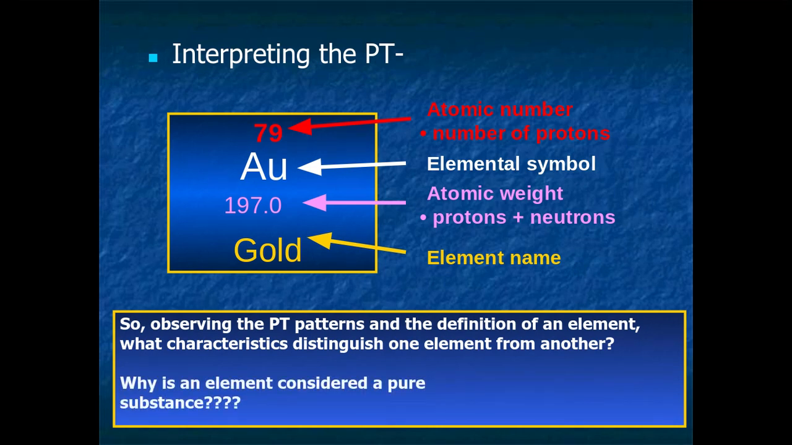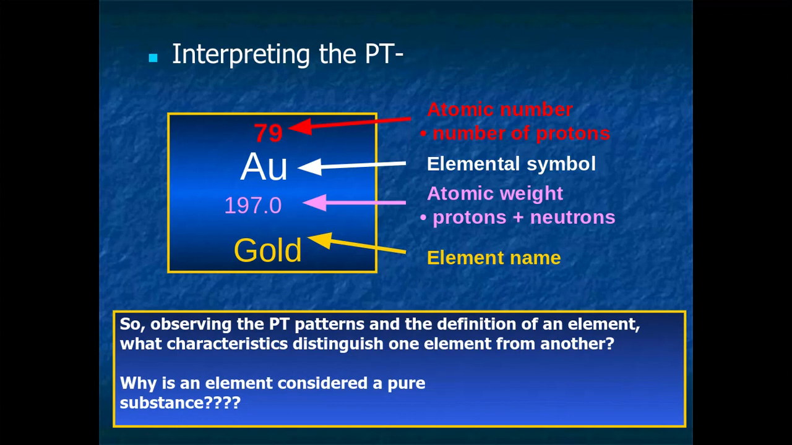This next question at the bottom of your screen goes back to the very beginning of when we started looking at elements. It says, why is an element considered a pure substance? So this now answers that question you had at the beginning of your high school chemistry class. Well, think about this. Let's go back to gold, which has an atomic number of 79.